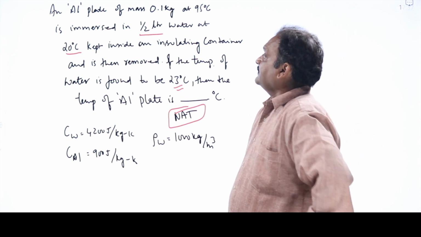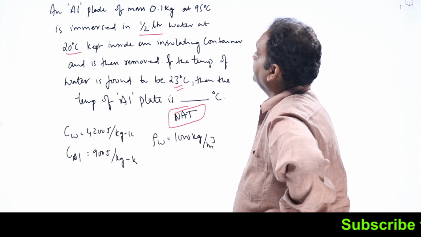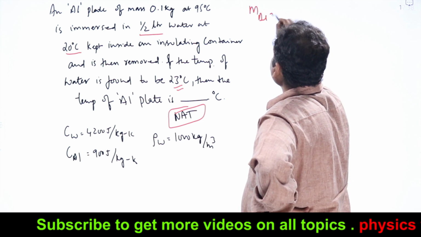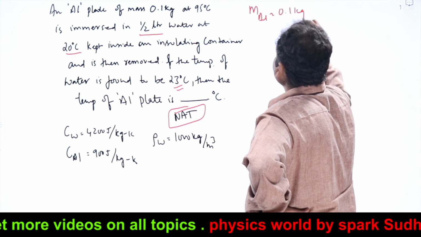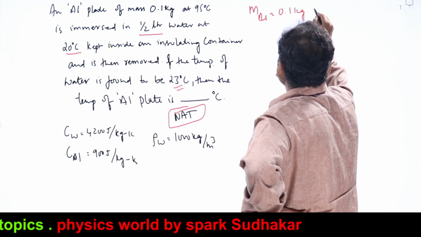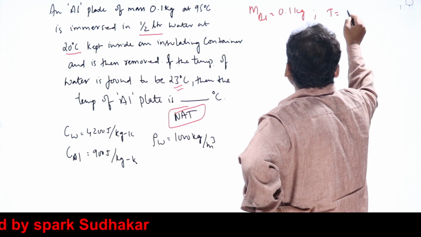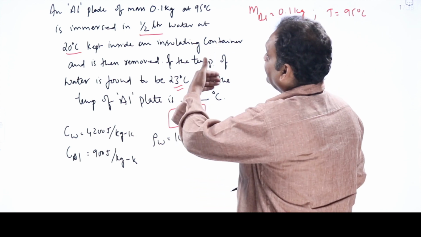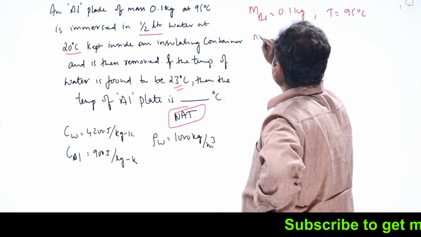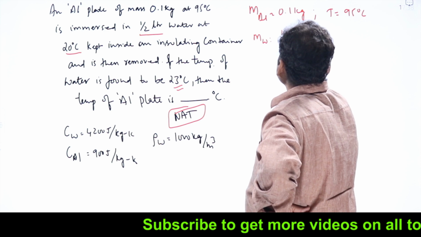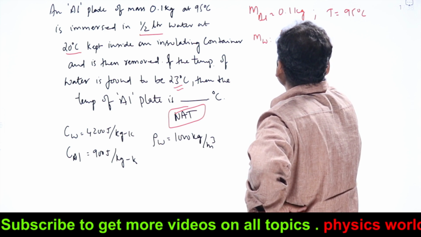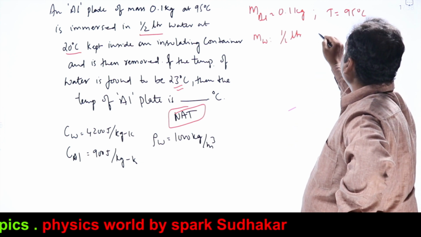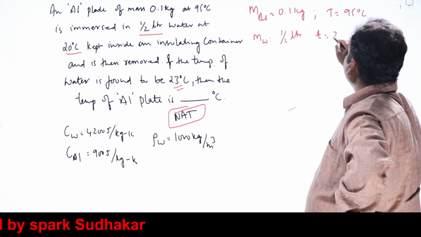Okay, right? Now, what is the data given? An aluminium plate, mass of aluminium is equal to 0.1 kg. Okay, temperature of aluminium is T equal to 95 degrees Celsius. It is immersed in half liter water at 20 degrees Celsius. So the mass of water he has not given, he simply said half liter. Later on we have to find what is the mass of half liter water. Okay, the temperature I am writing as 20 degrees Celsius.